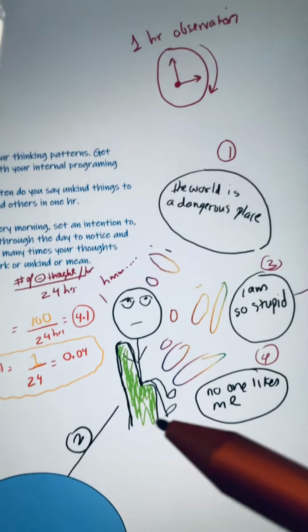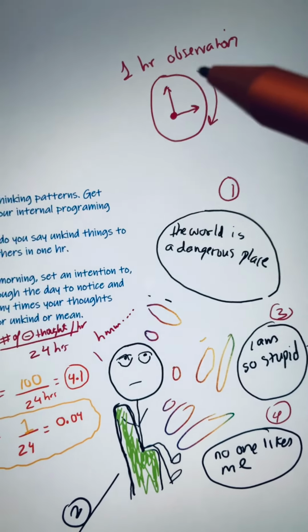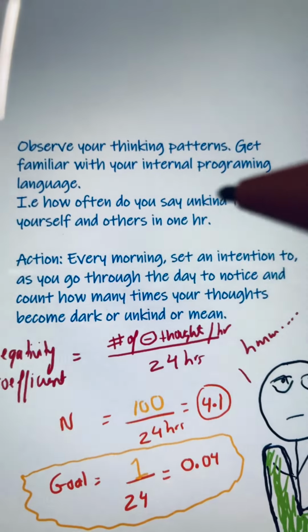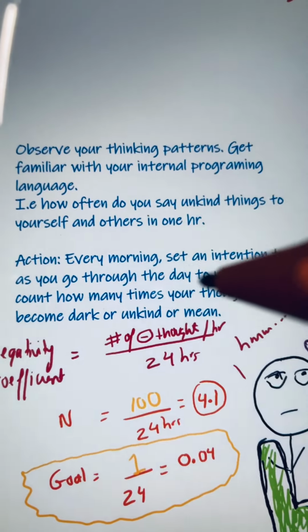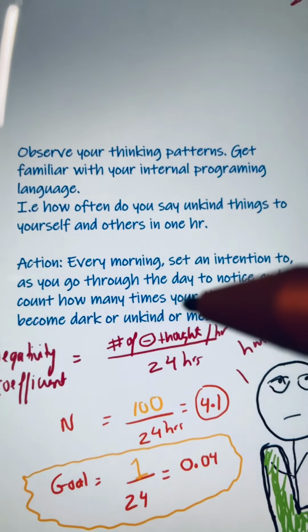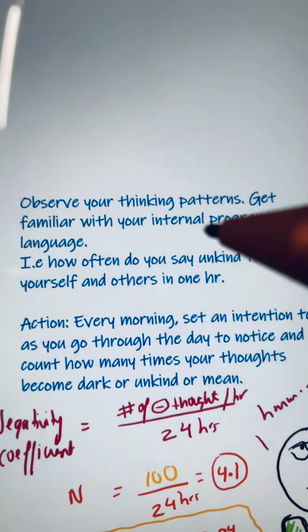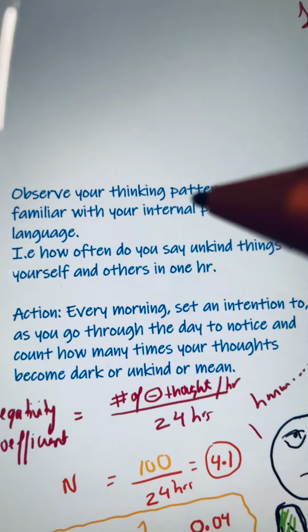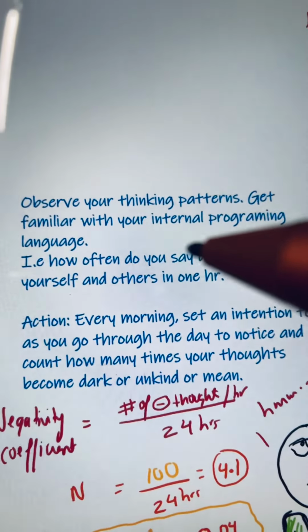Option number 2 is you can practice observing your thoughts every single day for at least 1 hour. Every morning, set an intention to, as you go through the day, notice and count how many times your thoughts become dark or unkind or mean. The purpose of this is to get you familiar with your own internal programming language. Example, how often do you say unkind things to yourself and others in 1 hour?